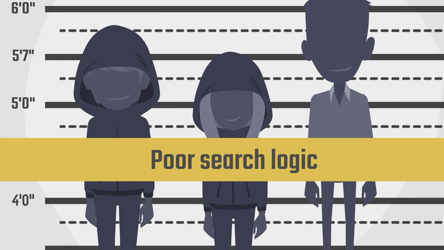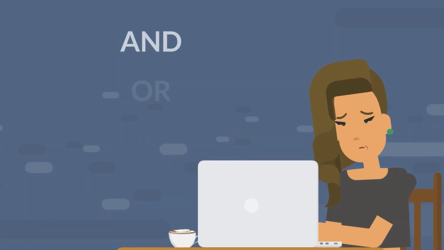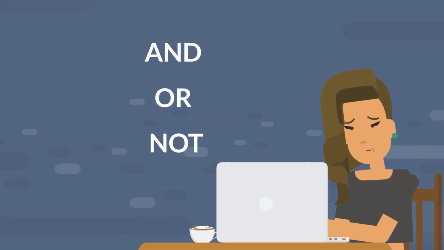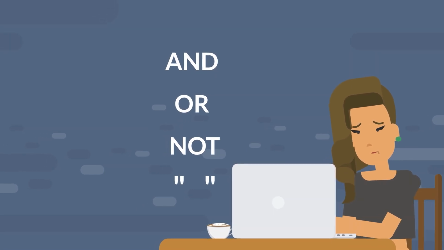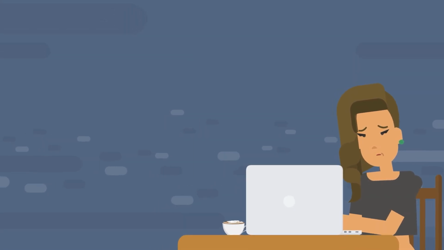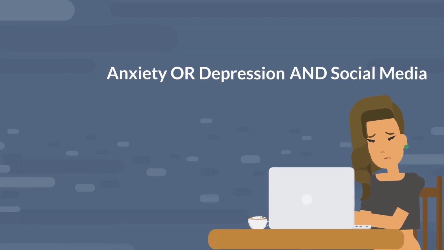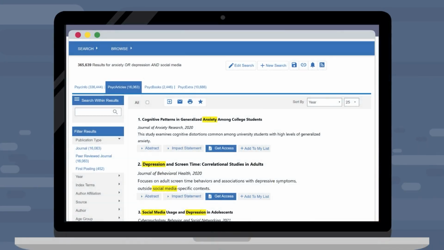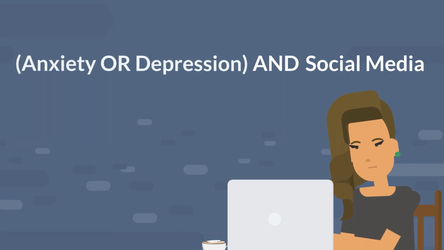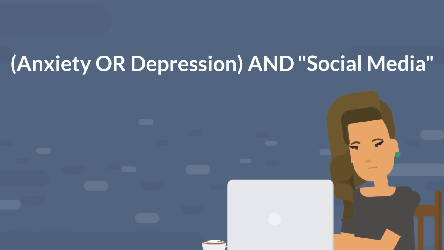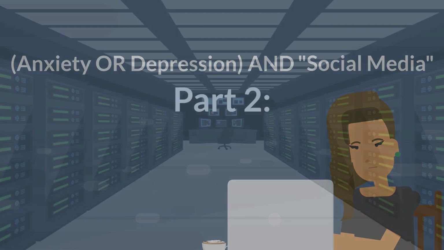Poor search logic. Incorrect use of Boolean operators, AND, OR, NOT, or searching modifiers like quotation marks, can confuse the database and limit your results. For example, anxiety OR depression AND social media. Without parentheses, the database may misinterpret the search, returning articles about both depression and social media, as well as unrelated ones about anxiety. This can lead to a large, mostly irrelevant results list. You can fix this by adding parentheses around anxiety OR depression to group them together, and place social media in quotation marks to search the two words together as a phrase.